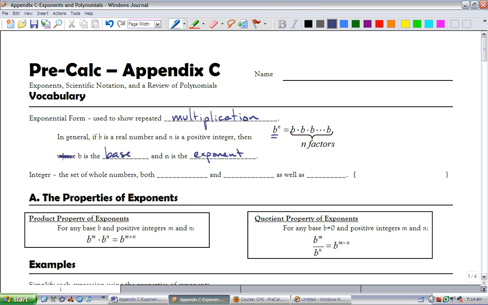I think this can be taken out of there. Integer, the set of whole numbers, both positive and negative, as well as 0. Okay, so you have all the whole numbers, negative whole numbers, back from negative infinity all the way up to 0, 1, 2, 3, etc. Okay?